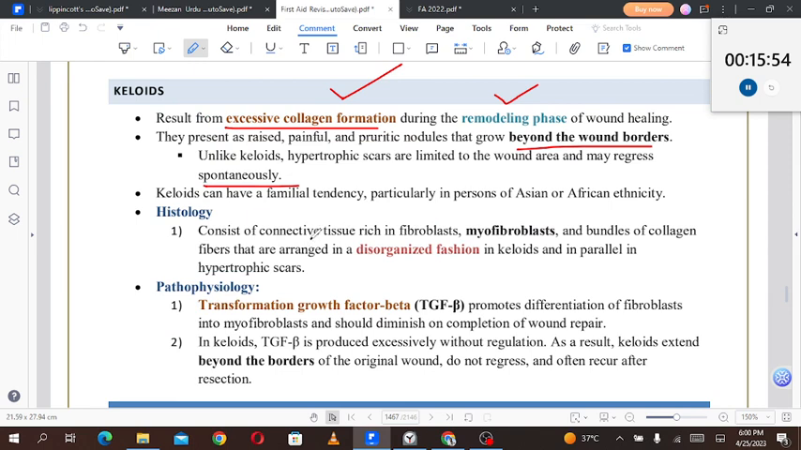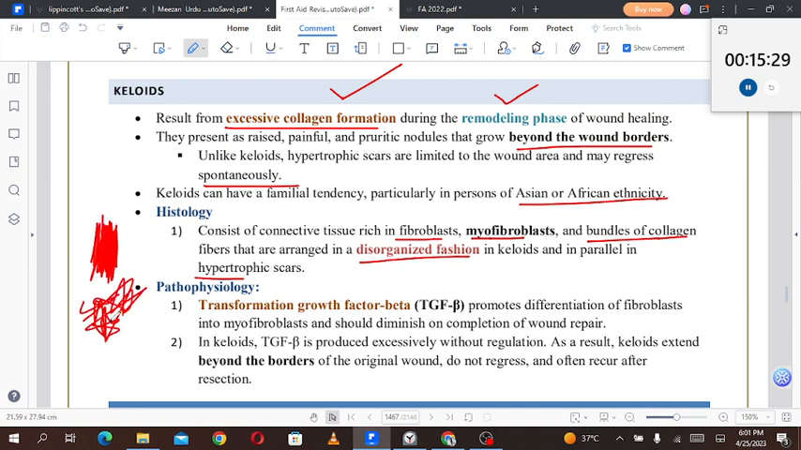Then we have keloids can have family tendency, particularly in a person of Asian or African ethnicity. Histology consists of connective tissue rich in fibroblasts, myofibroblasts and bundles of collagen fibers that are arranged in a disorganized fashion in keloid and in parallel in hypertrophic scar. So the bundles of collagen fibers will look like this in the case of hypertrophic scar, and something like this in the case of a keloid. So this is keloid and this one is hypertrophic scar.